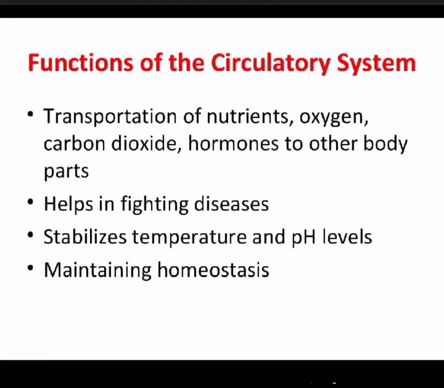Now, functions of the circulatory system. It is involved in transportation of nutrients, oxygen, carbon dioxide, hormones to other body parts. It also helps in fighting diseases. The flow of blood helps in the stabilization of temperature of the body, and then the pH level, that is the acidity level of the blood. It also helps in maintaining homeostasis. That is, when we say homeostasis, a state of uniformity in the activities of the various organs in the body.